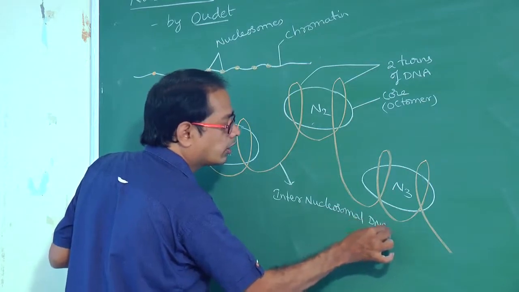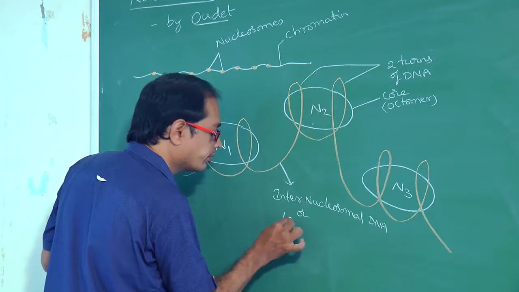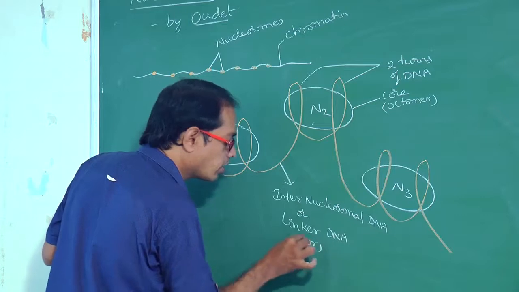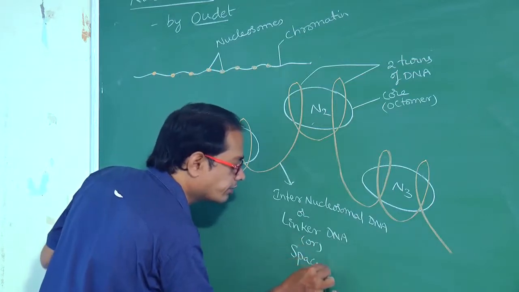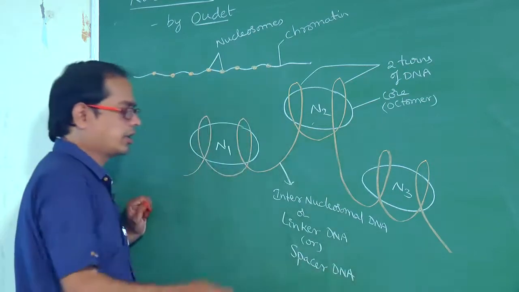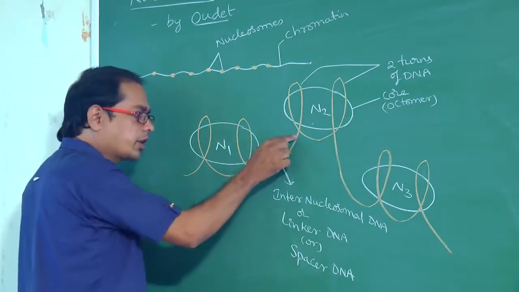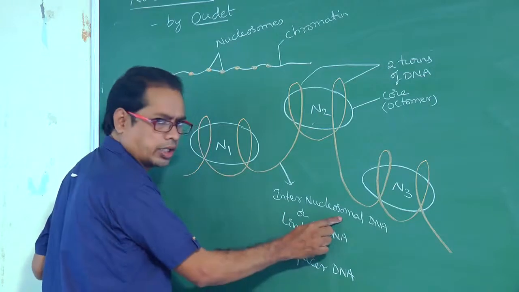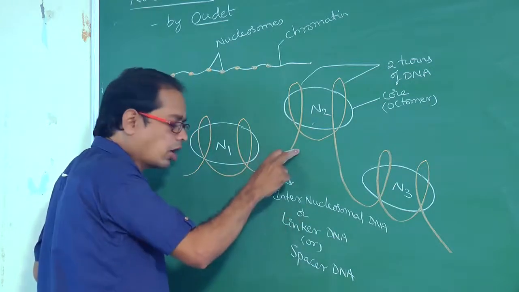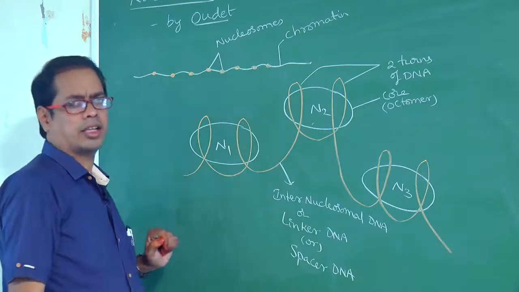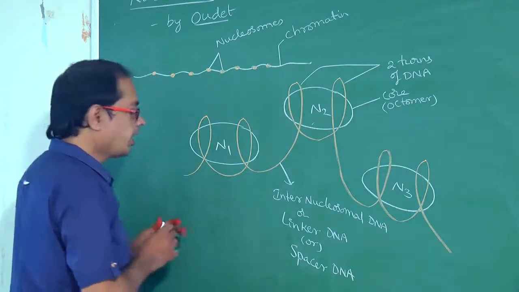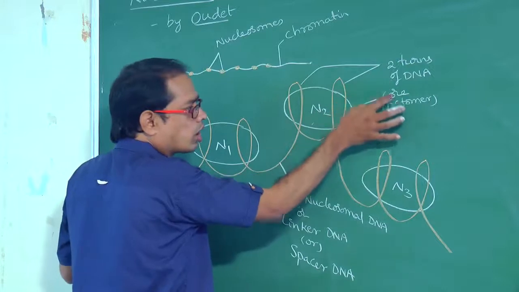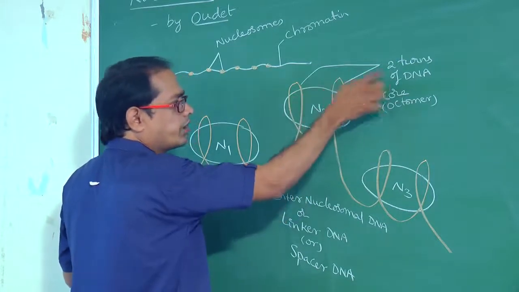Internucleosomal DNA, also called linker DNA, also called spacer DNA. So this part, from here to here, in between the two nucleosomes, is called internucleosomal DNA, or linker DNA, or spacer DNA. So it contains 3 parts. This central part is called core or octamer, and 2 turns of DNA.